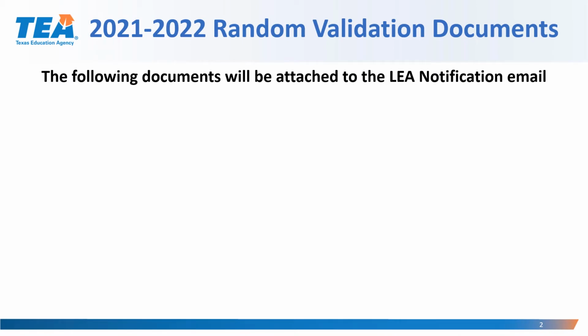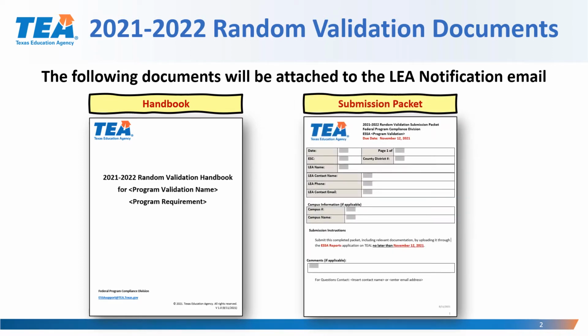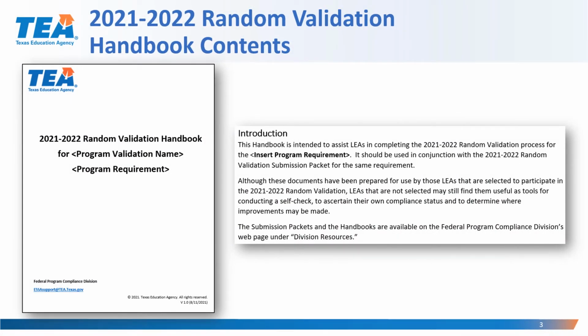The following documents will be attached to the LEA notification email: a random validation handbook that is specific to the program requirement that your LEA has been selected to participate in, and a submission packet. The Random Validation Handbook will include an introduction that provides an overview of what the document can be used for.